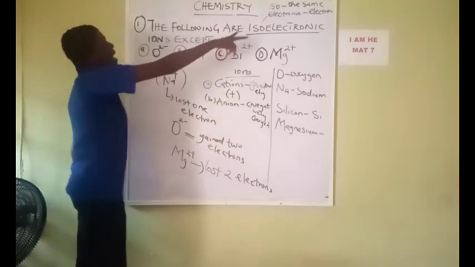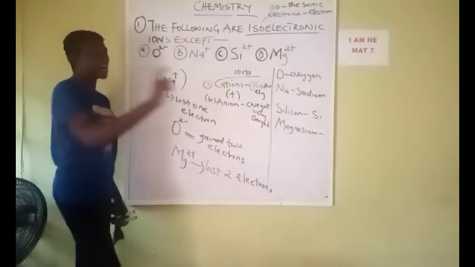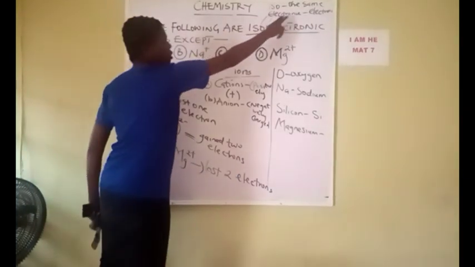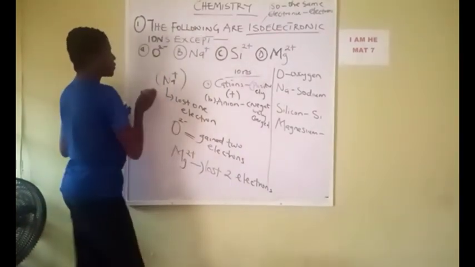The following are isoelectronic ions, except... I said iso means what? The same. And electron is talking about what? Electrons. You understand? So let's get straight to the board. Let me solve the questions.